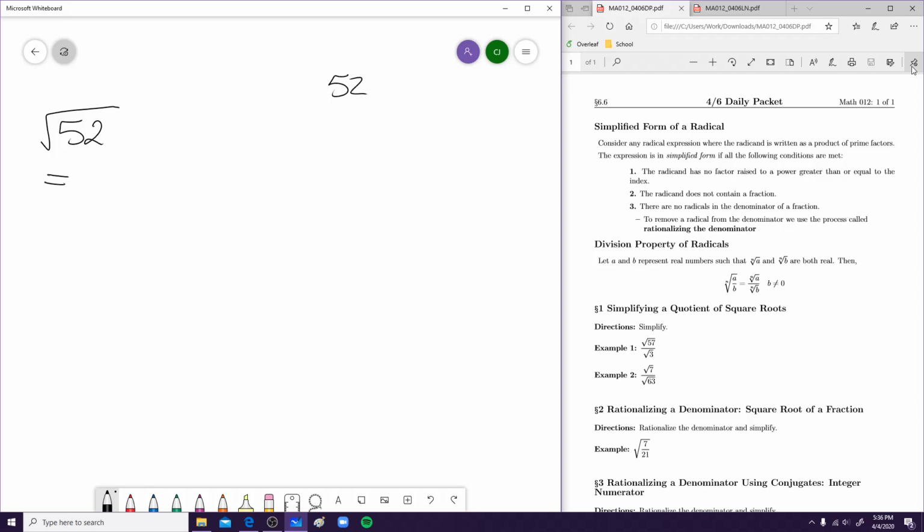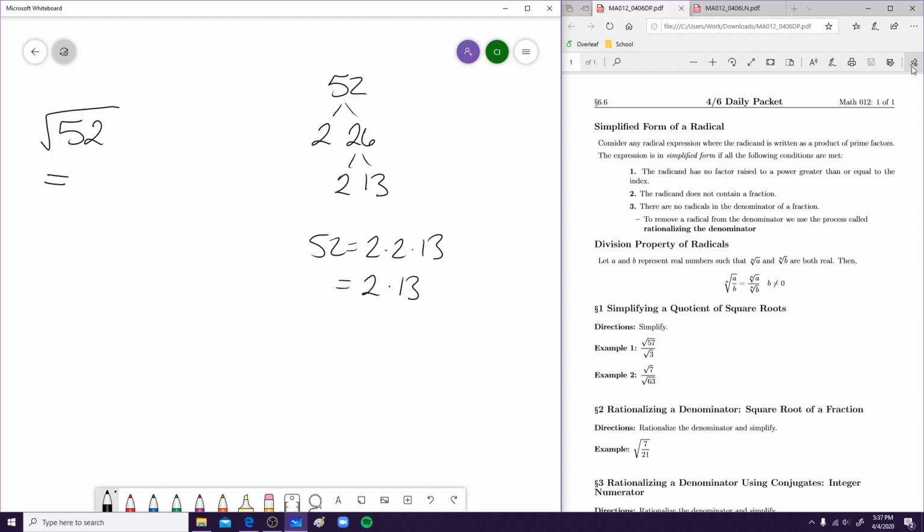So when I look at 52, I notice it's even, so I definitely know 2 goes into it. 2 times what is equal to 52? That is 26. 26 is also even, so this is 2, and then 13. 2 is prime, 13 is prime. So 52 can be rewritten as 2 times 2 times 13, which is the product of prime factors. But what I want to do is have just one factor of each number, so I have the factor 2 and the factor 13.